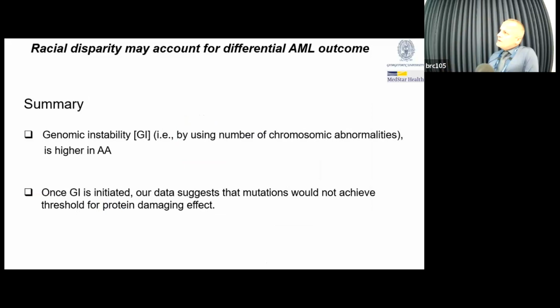But let's try to summarize this. Genomic instability might be the major driver for poor outcome in African-American patients diagnosed with acute myeloid leukemia. Once the genomic instability, meaning the number of chromosomal anomalies, is accrued and very high, our data, even though it's a small dataset, suggests that the mutations that happen in those AML genomes do not damage the protein integrity.